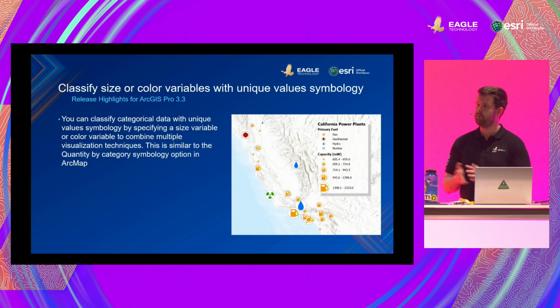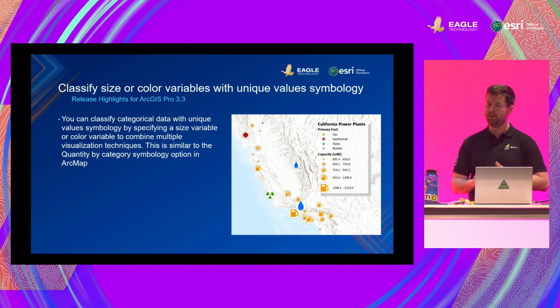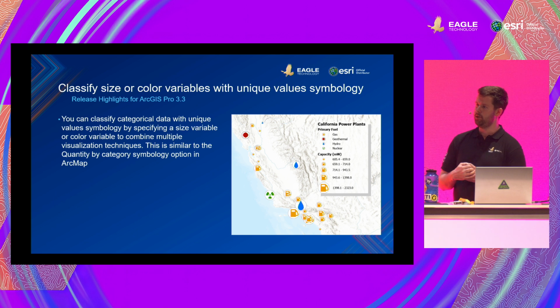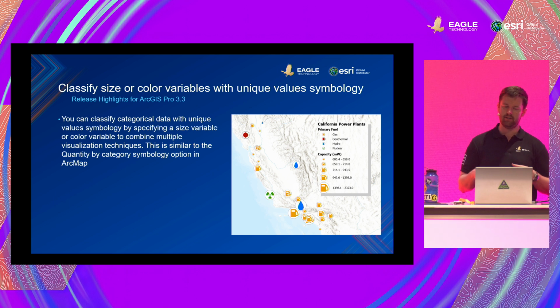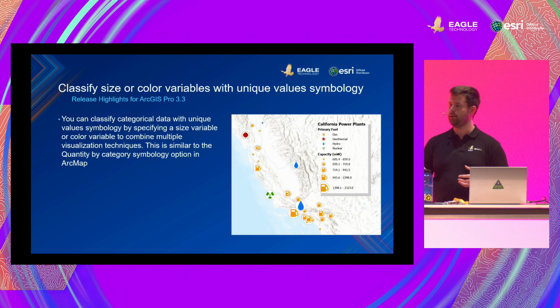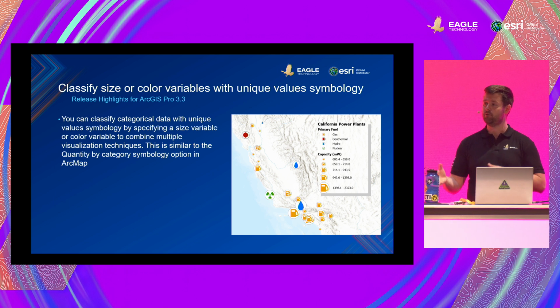So there's been a number of symbology improvements too that have come in. This one in particular, we showed a little bit of in plenary yesterday, but being able to classify size or colour variables with unique value symbology. So this is all about categorical data that you might have, and maybe this has been an issue in the past where you might not have been able to apply the symbology that you wanted to it, like you would have been able to with other forms of data inside Pro.